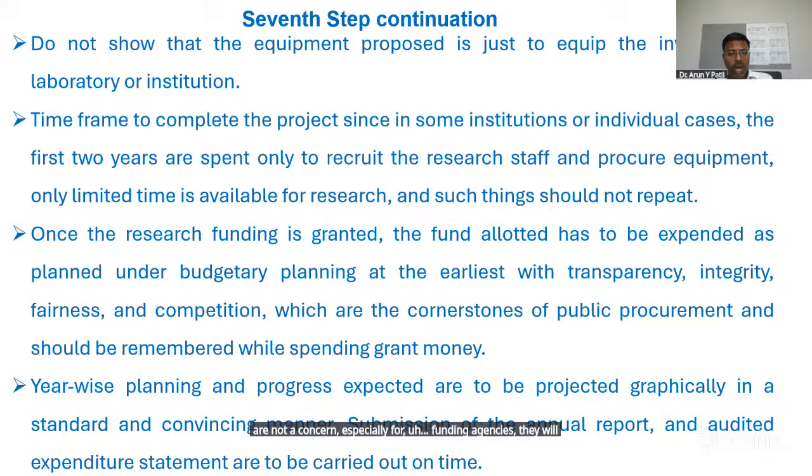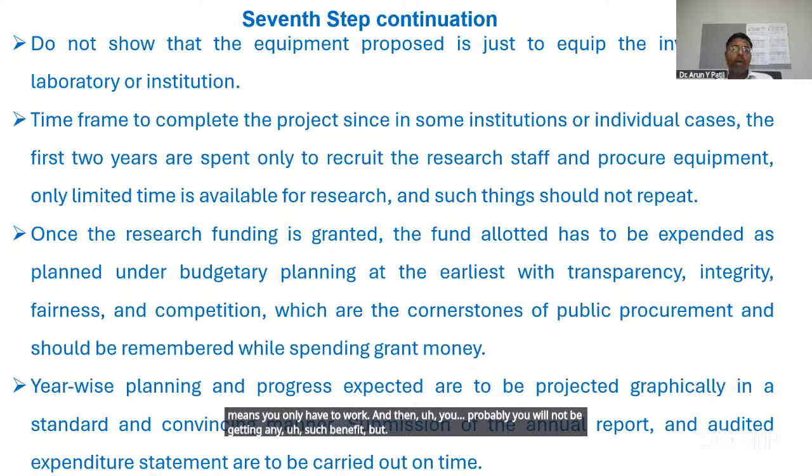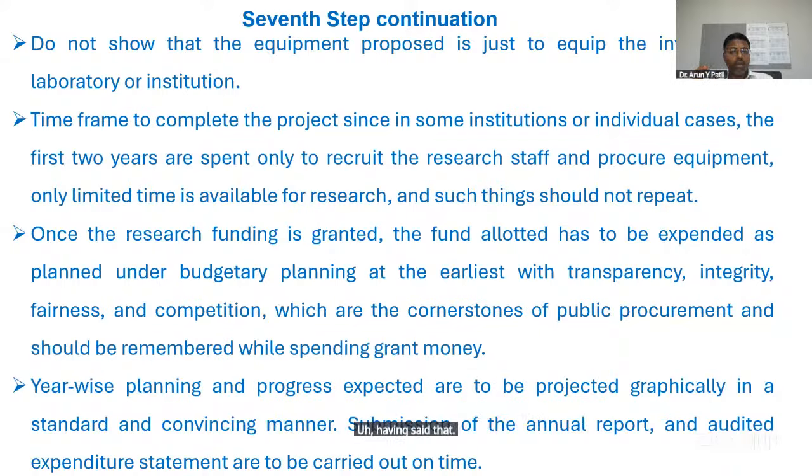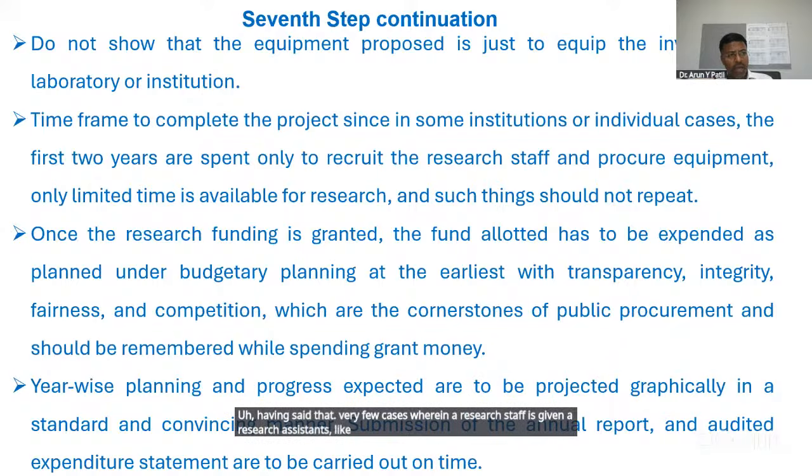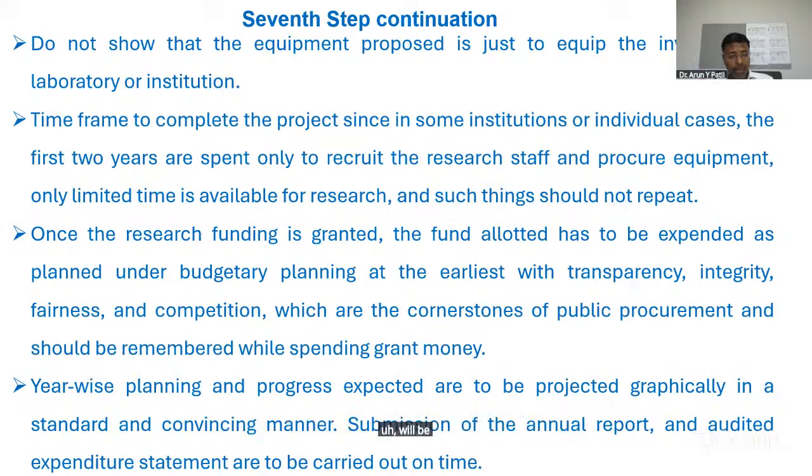They will straightaway, outrightly negotiate with that, because many a times I myself faced this, you should not ask for a research staff. In fact, as a researcher, you only have to work, and then you will not be getting any such benefit. But having said that, in very few cases a research staff is given research assistance like JRF, SRF, and will be given preference, especially in DST.